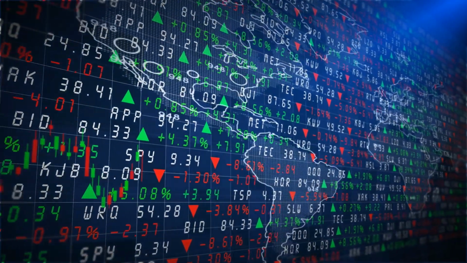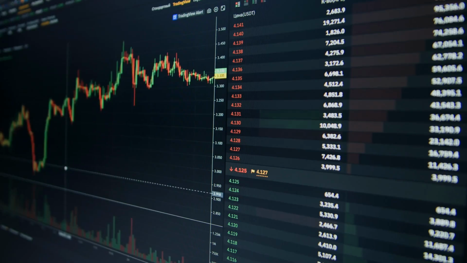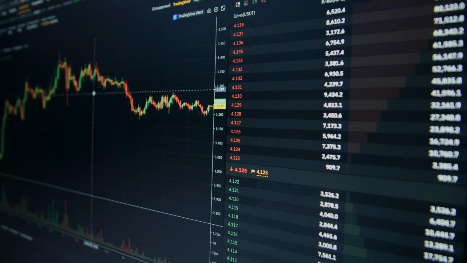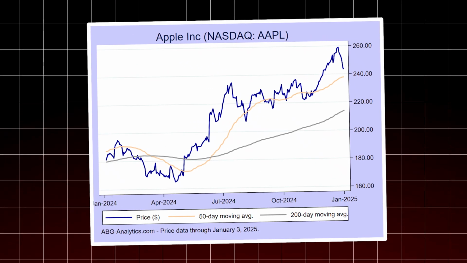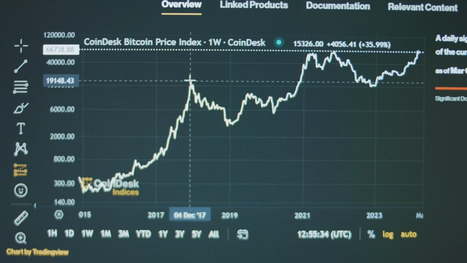Finally, overlay the 50-day moving average. This line smooths out short-term fluctuations and highlights the stock's overall momentum. In Apple's case, the price stays above the 50-day moving average for most of the period, reinforcing the bullish trend.